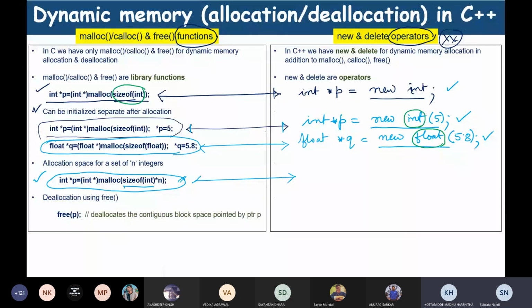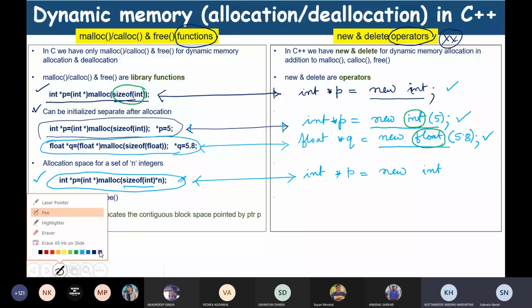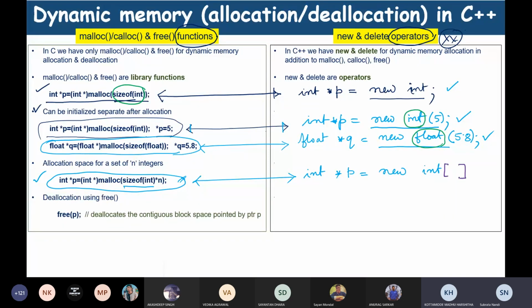So here, if you would like to do it using this new operator, then what I would like to do is new int and n in third brackets, square brackets. Say for example it is 4. Let it be n.